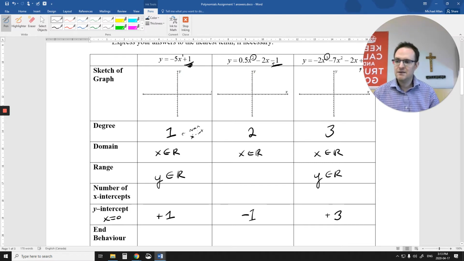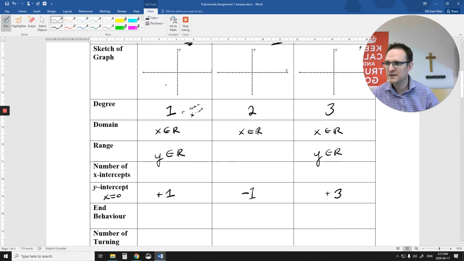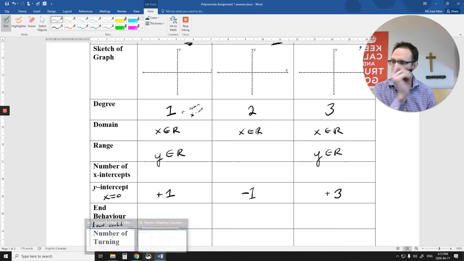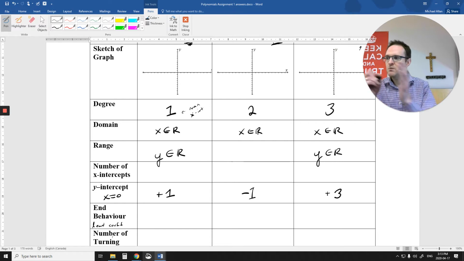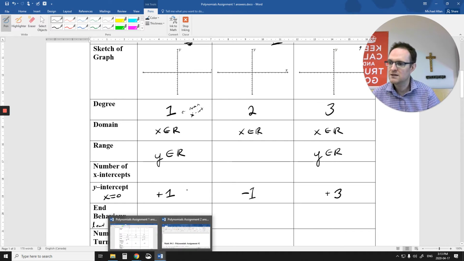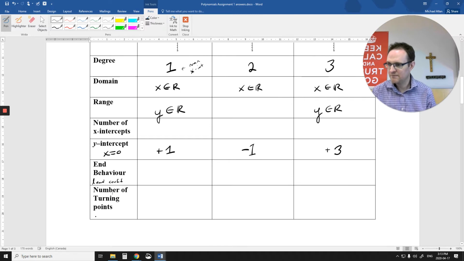Okay? End behaviors, I probably could figure it out based on the leading coefficient. Remember, that's going to help us out. Number of turns, I probably want to just look at the graph to figure that out. It could be 1 less than the degree, so I'll write that down here: 1 less than the degree. But it's probably best to just look at it. I know this one's going to be 0 because 1 less than the degree is 0, and you can't go less than 0.